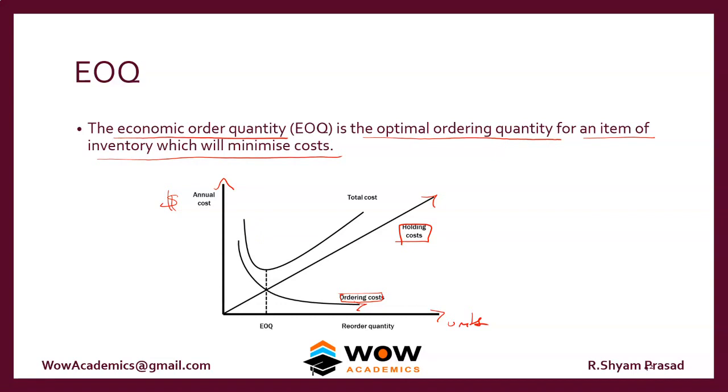But now the problem arises: if you hold more units, holding cost will go up. But if you order goods in bulk, you'll get quantity discounts as well as the ordering cost going down. So somewhere there has to be a trade-off. That trade-off is what EOQ tells you. The lowest point when you add both the holding cost and ordering cost refers to the EOQ. So EOQ tells you the optimal ordering quantity, how many units you should order in each batch for an item of inventory, which will minimize the inventory cost. So that's about the EOQ.